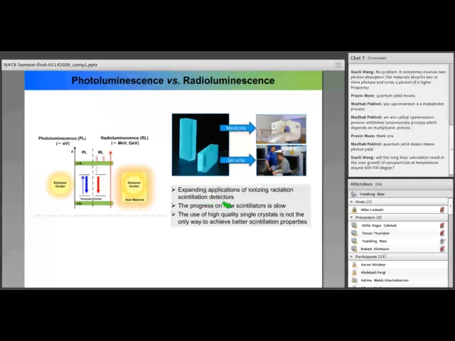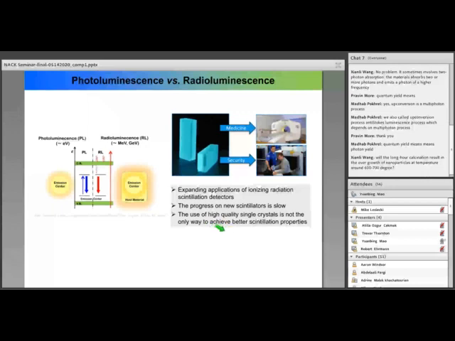But the problem with the current situation is that progress on good scintillator development is very slow because it's very difficult. Mostly, people use single crystal scintillators. And for those of you who work with single crystal growth, you will know it's pretty difficult to make a perfect, very good crystal at that size. So can we have other ways to develop good scintillators?